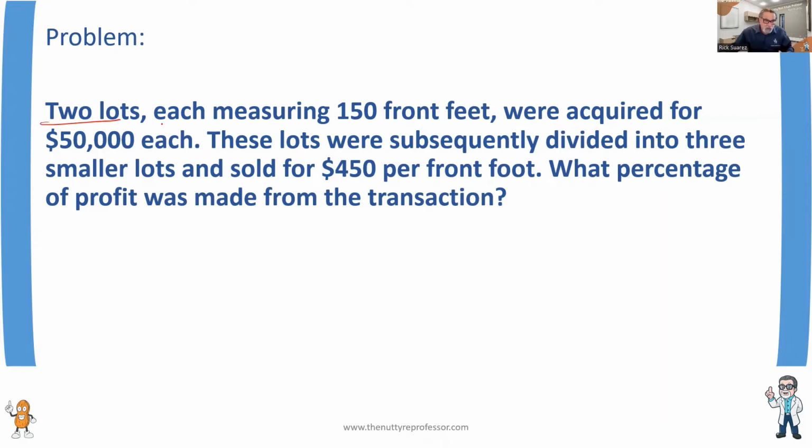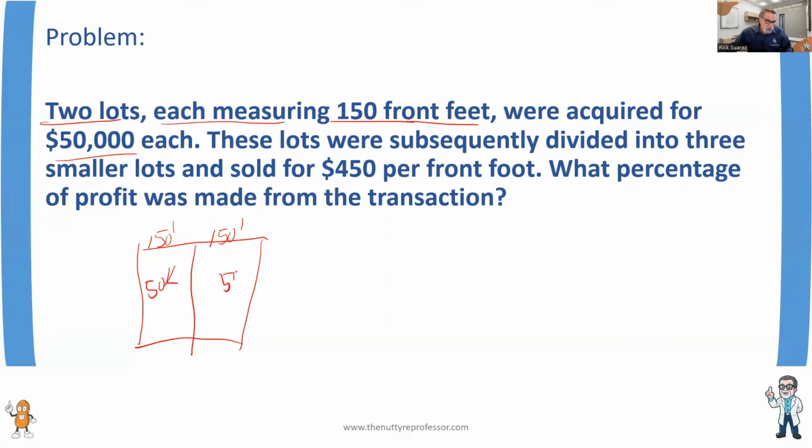It says 2 lots, each measuring 100 front feet. What does that mean? Well, let's take 2 lots. Let's just make them up right here. And each, you've got 150 feet and 150 feet. This is what they're telling you. They were acquired for $50,000 each. Okay, so this one costs $50K. This one costs $50K. We good?